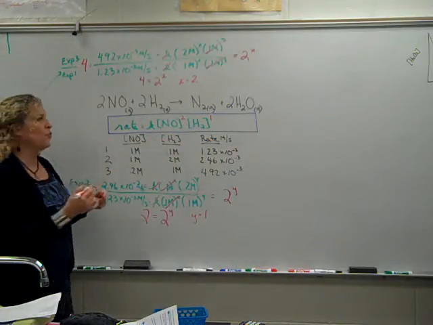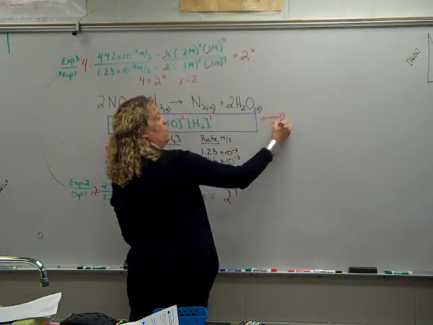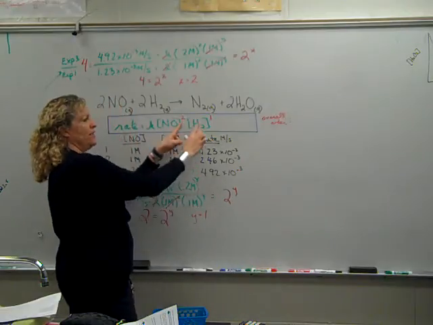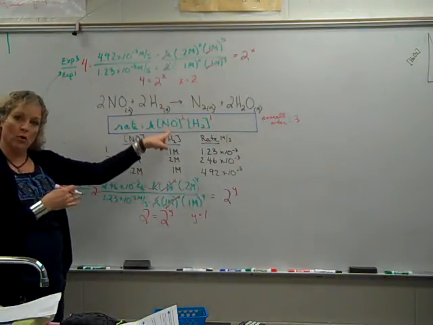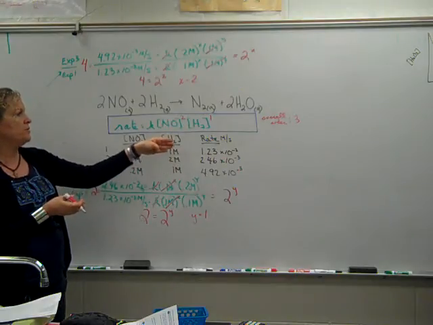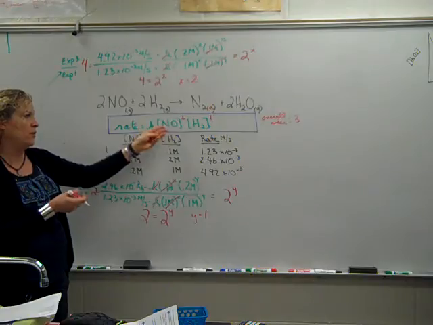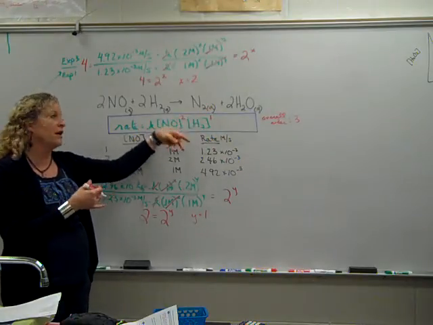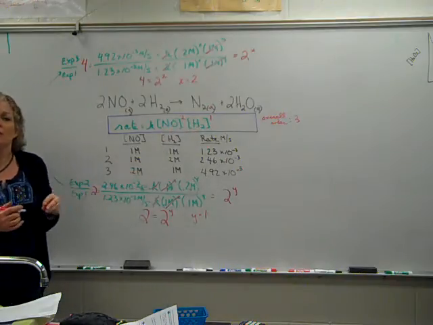If you're ever asked for the overall order of the reaction, then you just add the exponents. If you're asked for the order of NO, then you say the order is 2, or it's second order with respect to NO. It's first order with respect to hydrogen. Once you figure out this rate law, you can do a lot of things.